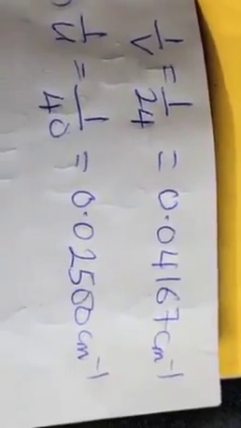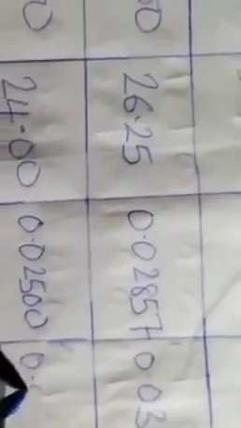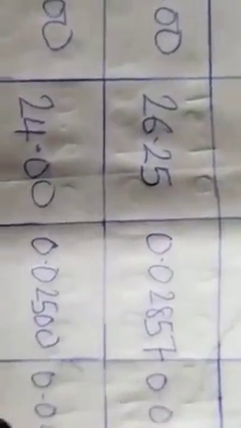Let's report our work. 1 over V is 0.04167. 1 over U is 0.02500 per centimeter. So U inverse, 1 over U, we report as 0.02500, with 0s at the back to make it 4 SF. And then 1 over V, we got it as 0.04167, which is already to 4 SF.